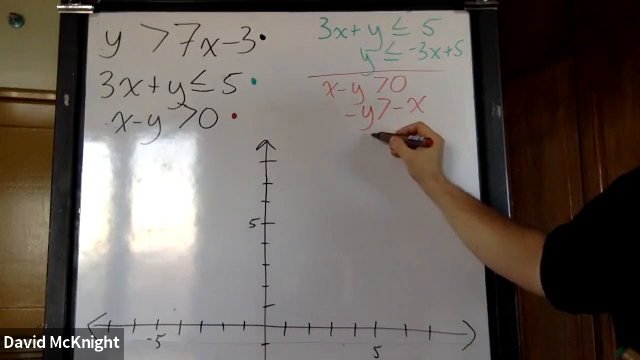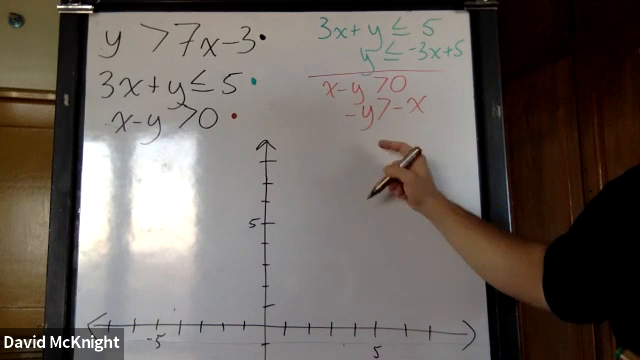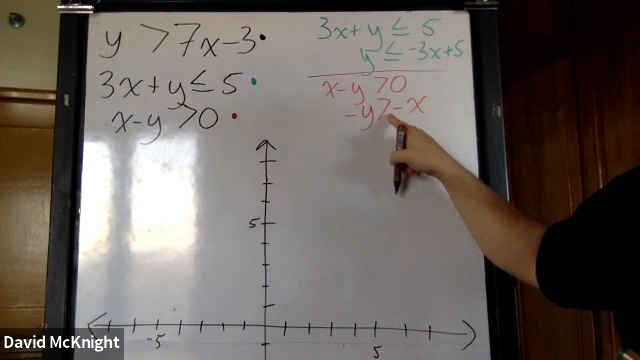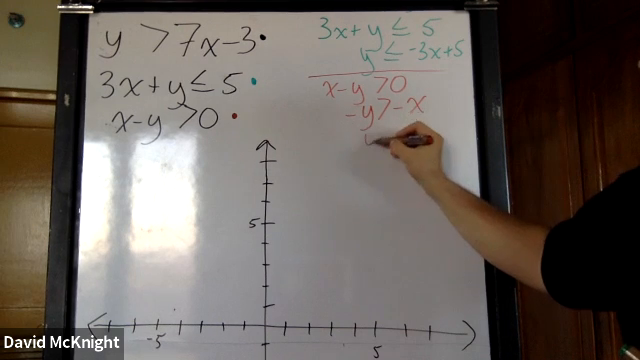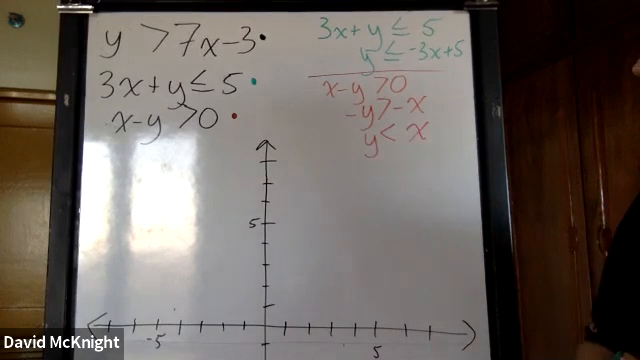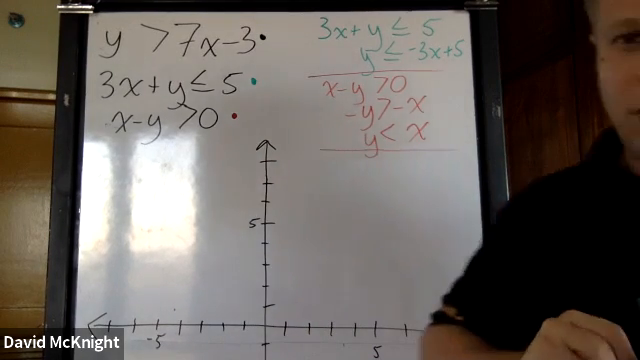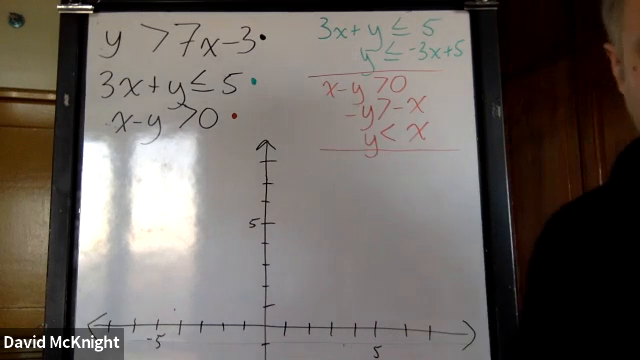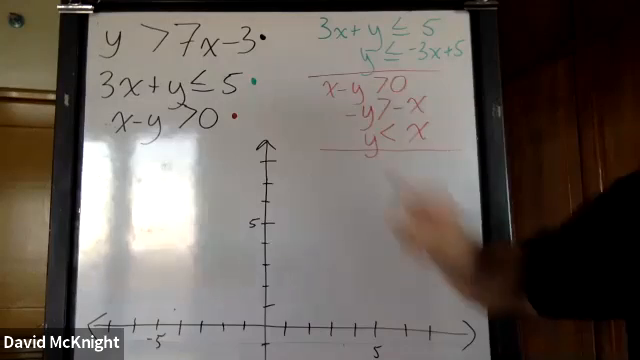So if I multiply or divide both sides by -1, I'm going to have y isolated as y. So when I do that, I need to change this sign here. Otherwise, everything's going to be different. So y is going to be less than x. Okay. So now we've got all of our inequalities ready to graph. They're all in slope-intercept form. So let's go ahead and do that.